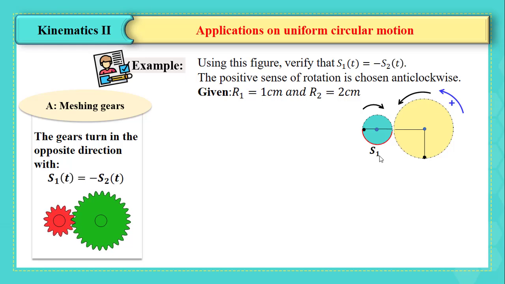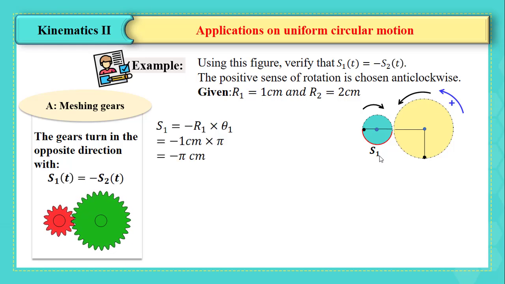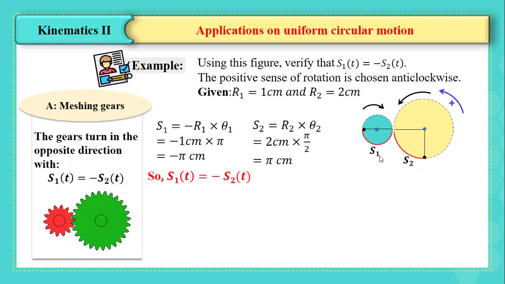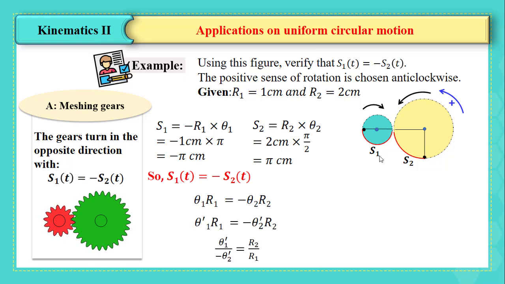From the figure, we can notice that theta 1 is equal to pi. To calculate S1, we use minus R1 times theta 1, which is equal to minus pi centimeters. From the figure also, we notice that theta 2 is equal to pi divided by 2, then S2 is equal to pi centimeters. Therefore, S1 of t is equal to minus S2 of t. Theta 1 R1 is equal to minus theta 2 R2. By deriving this equation with respect to time, theta prime 1 R1 is equal to minus theta prime 2 R2.